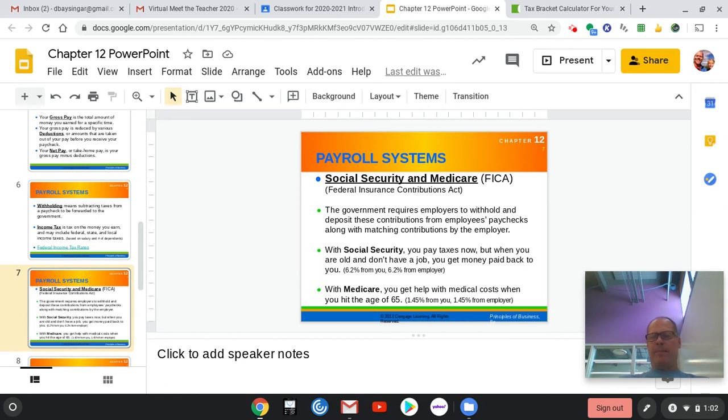Medicare is health care that you get. When you turn 65, everybody is eligible in the U.S. for Medicare. It decreases your medical expenses. You still may want to have supplemental insurance, but this is basically health insurance for older people. And we're paying into that. Right now, it's 1.45% from you and 1.45% from your employer.